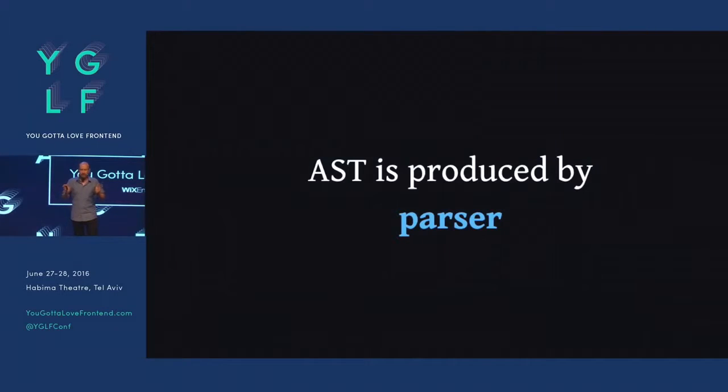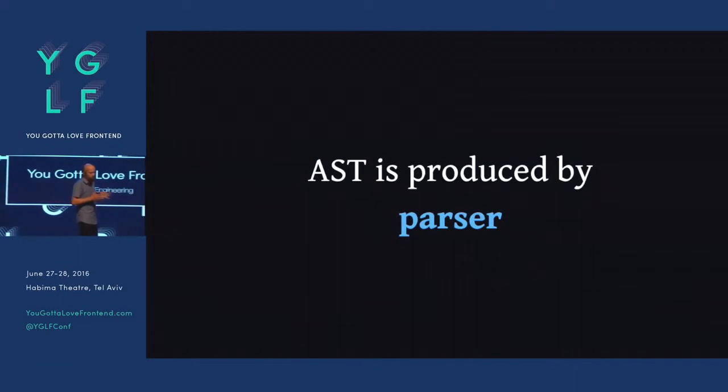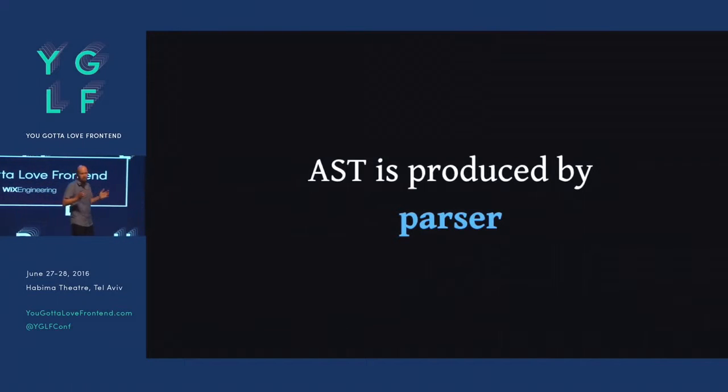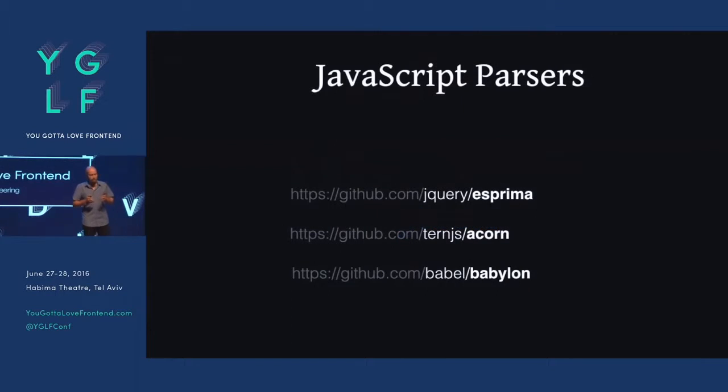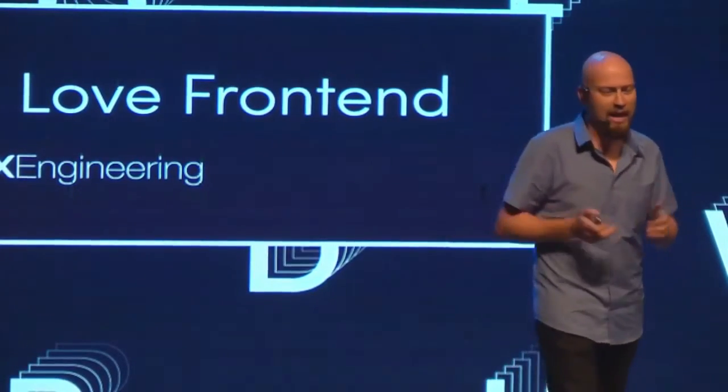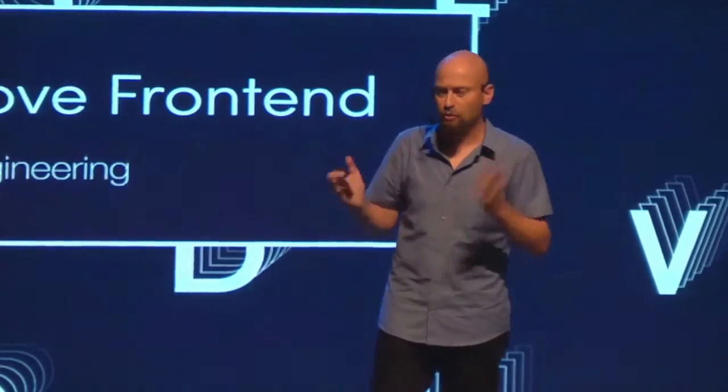And of course, an abstract syntax tree is produced by a parser. There are a couple of interesting parsers in our JavaScript ecosystem. These are parsers of the JavaScript language written in the JavaScript language. The most veteran and well-known is Esprima, followed by Acorn. But there's an interesting parser that is part of the Babel package, Babel being the super popular transpiler for ECMAScript.